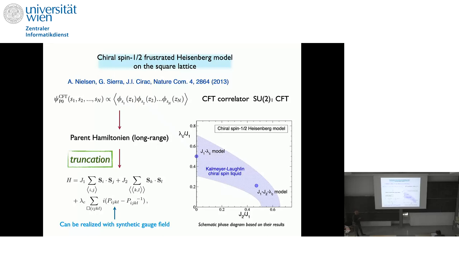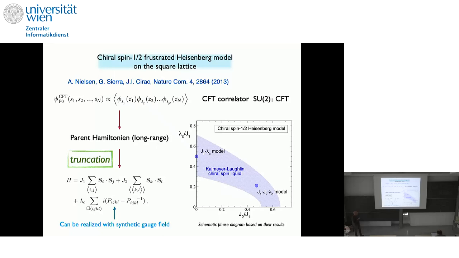I forgot to say, this is on the square lattice. This simple model has well-known terms that were discussed several times this week. It's a spin-1/2 on the square lattice. It has a nearest-neighbor Heisenberg coupling J1, a next-nearest-neighbor coupling J2, and in addition some chiral term that breaks P and T symmetry, which is just a permutation on the plaquette, P_ijkl minus P_ijkl^-1. It's a pure imaginary term, so this is where the P and T breaking comes from.